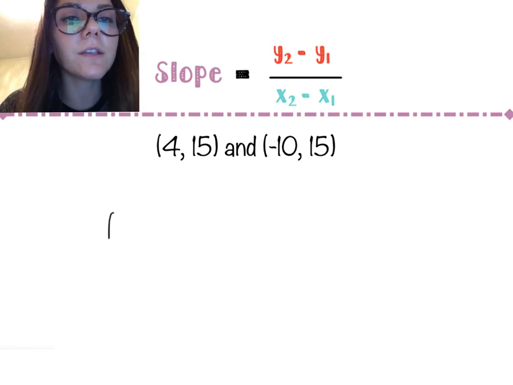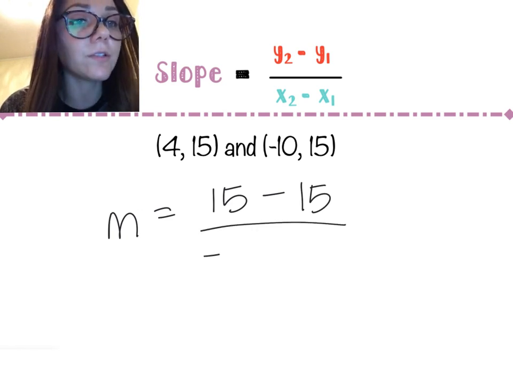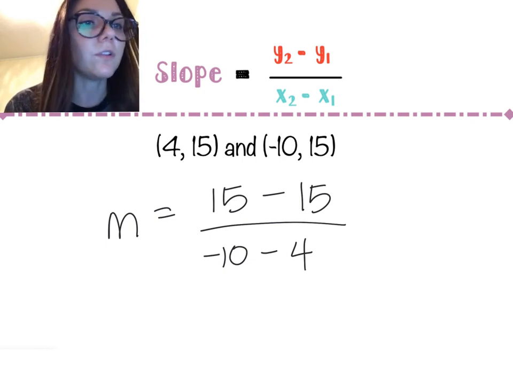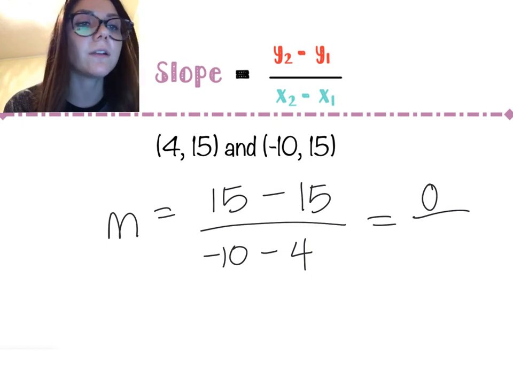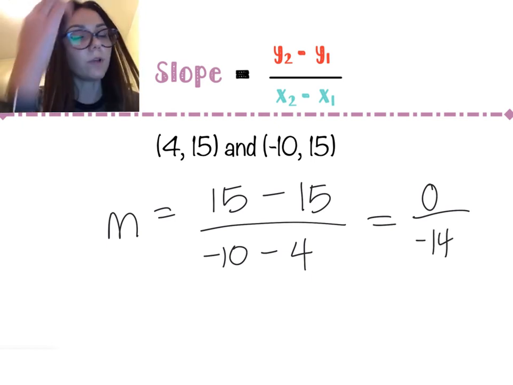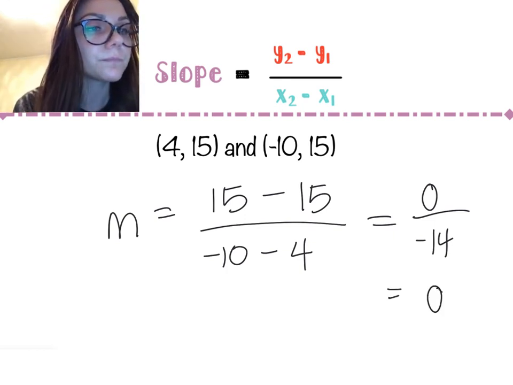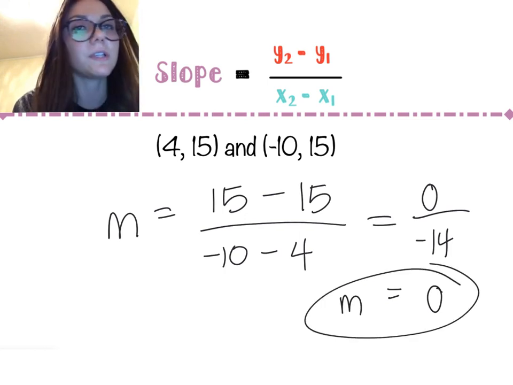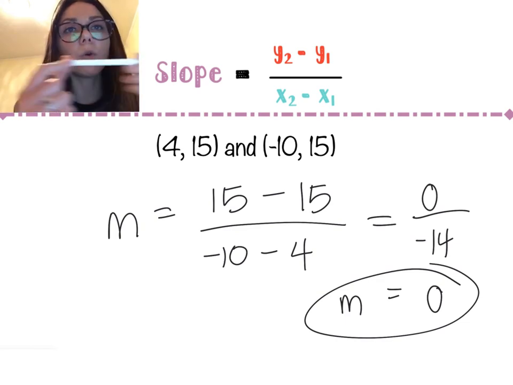And for my last slope, I have y2 is 15 minus y1 is 15 all over x2 is negative 10 minus x1 is 4. Simplify the numerator, 15 minus 15 is 0. Simplify the denominator, negative 10 minus 4 is negative 14, and then reduce your fraction. Well, here, 0 divided by anything is 0. And your slope will be 0 specifically when you have a horizontal line, and that occurs when all of your y coordinates are the same.